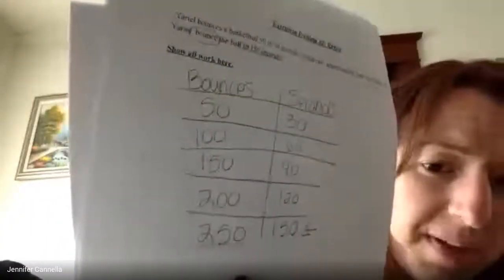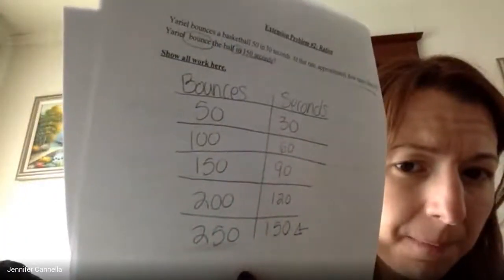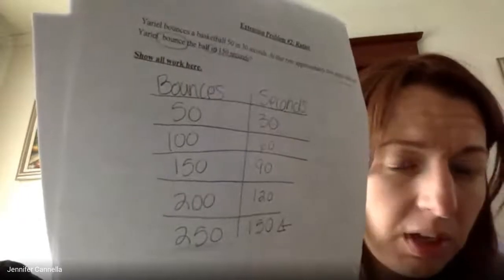Now you could have also done 50 over 30 equals something over 150. I know that you got to multiply by 5 because look, how do I get from 30 to 150? Multiply by 5. So 30 times 5 is 150. Do you agree? 30 times 5 is 150 and 50 times 5 is 250, right? So either way is fine.